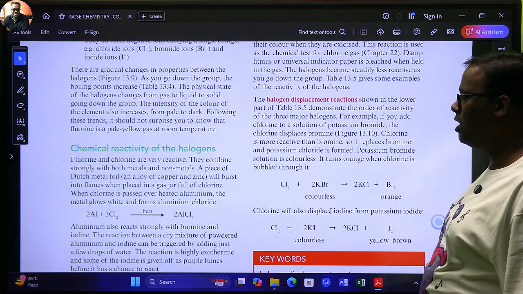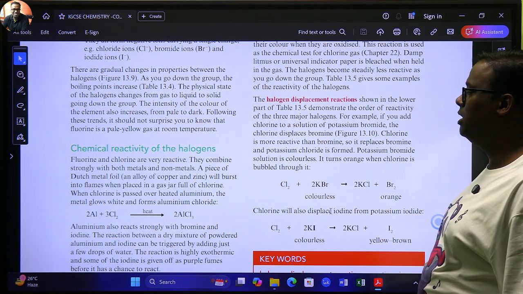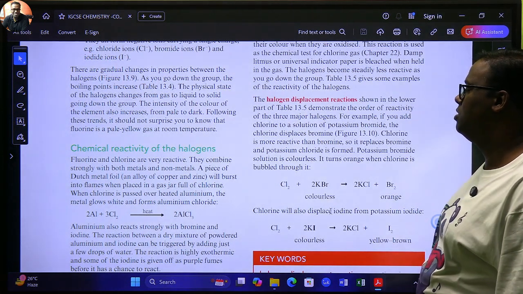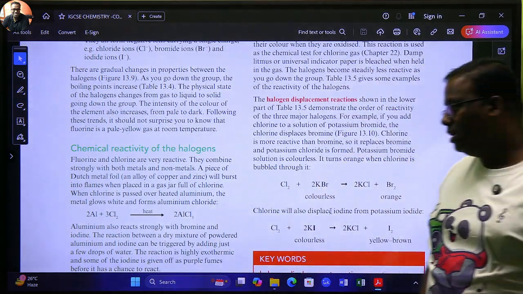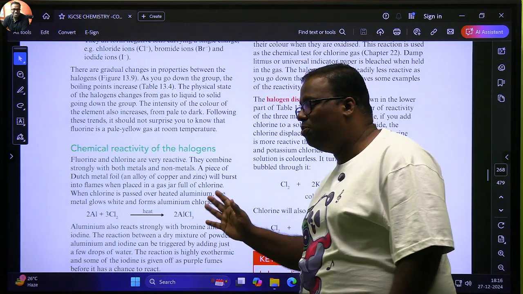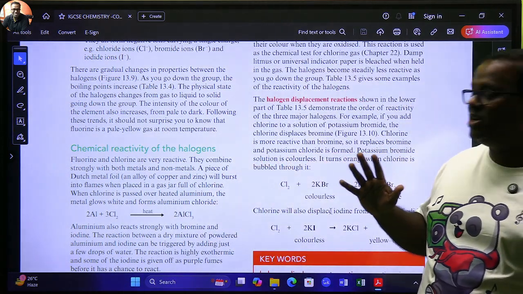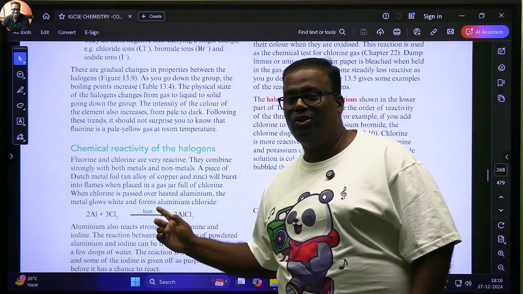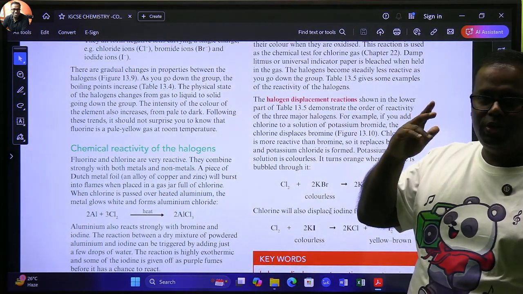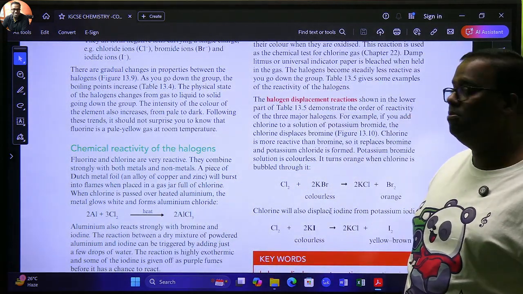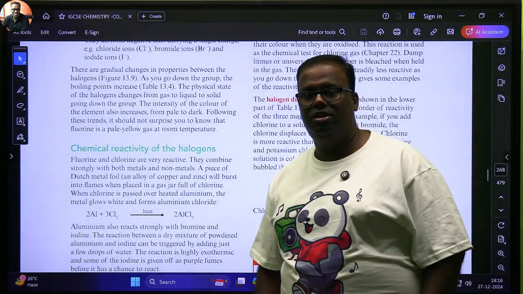When chlorine is passed over heated aluminium, the metal glows white and forms aluminium chloride. You won't get a question that says write this reaction. The question will be given as part of a story, and then you should be able to relate. Chlorine passed over aluminium, that too heated aluminium, then it glows.